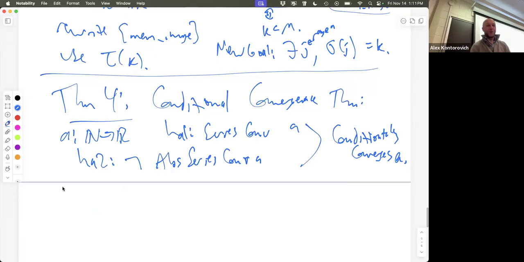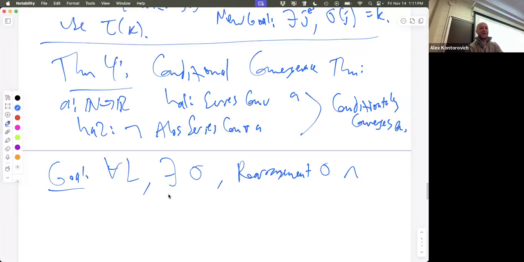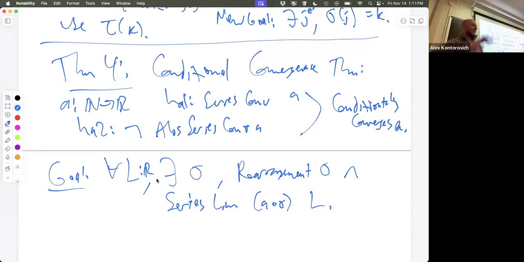Okay? And then our goal is to show that for any L, there exists a sigma, which is a rearrangement, and the series limit of A composed with sigma is L. You give me a target. By the way, this is about real values, but as you'll see in a second from the proof, you can also go off to infinity or to minus infinity if you so choose. It's as non-commutative as possible.